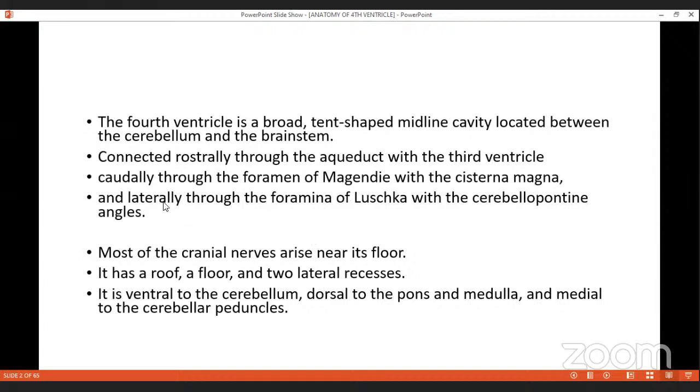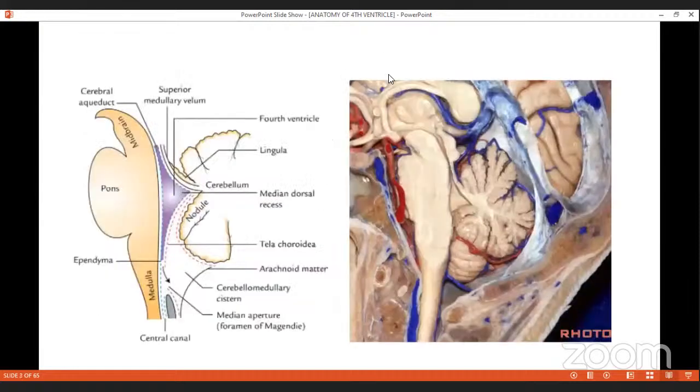There are lateral connections also. The fourth ventricle is connected laterally through the paired foramen of Luschka with the CP angle cisterns. Most of the cranial nerves arise at the floor of the fourth ventricle. So the fourth ventricle overall has a roof, a floor, two lateral recesses. It is basically ventral to the cerebellum. It is dorsal to the pons and medulla, and it is medial to the cerebellar peduncles. This is just an overview. We'll be reviewing all these things in the diagram.